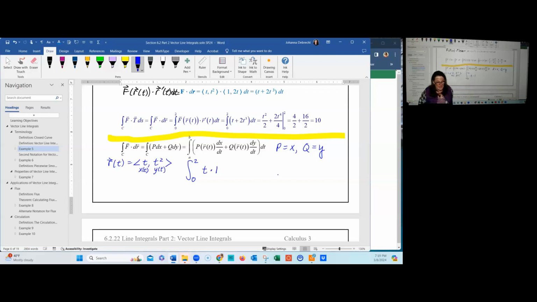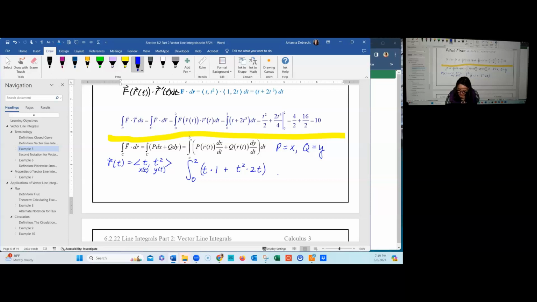And then we add to that q of r of t. Q is the variable y, but y is t squared. So we get plus t squared multiplied by the derivative of y with respect to t. But y of t from the parameterization is t squared, and the derivative would be 2t.